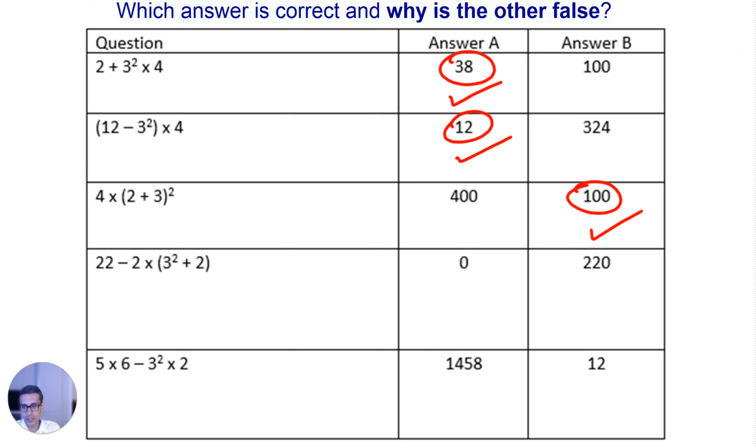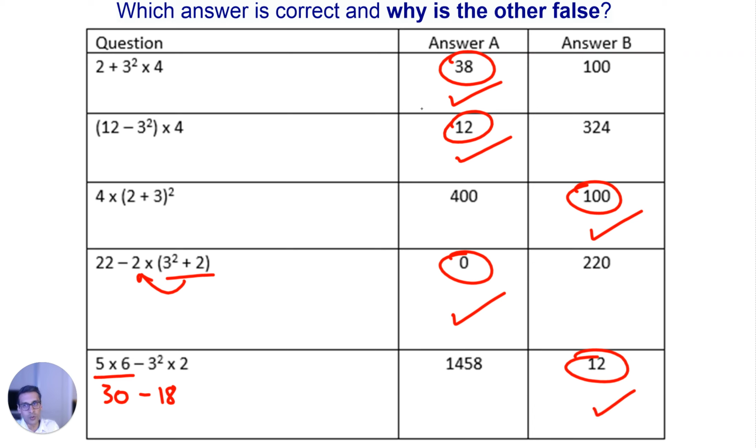The fourth question, 3 squared is 9. 9 plus 2 is 11. And we're going to do 11 times 2, which is 22. And 22 take away 22 is 0. And then finally, 3 squared is 9. So this becomes 30 take away, so that's 9 times 2 is 18, which is 12.